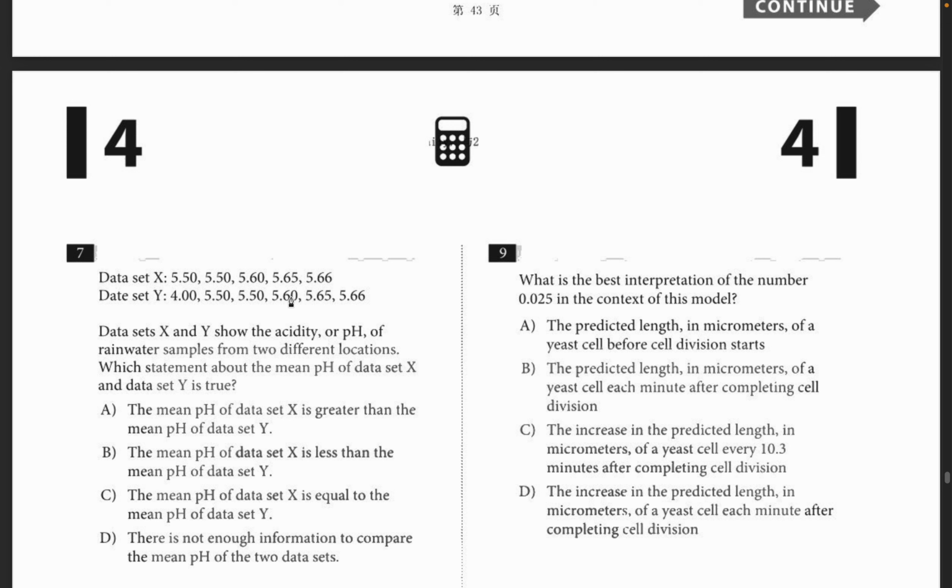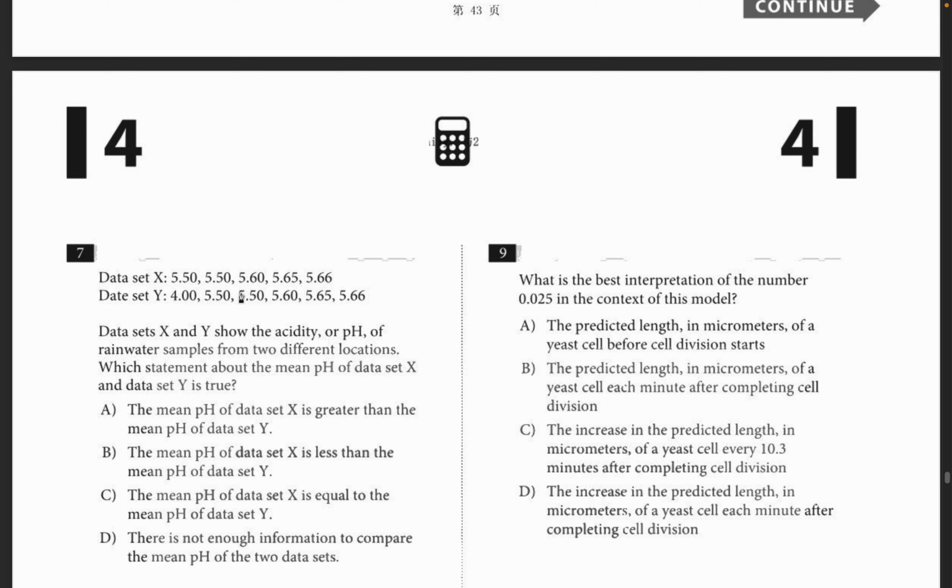Mean. Well, we could calculate. Okay, let's calculate. 5.5 plus 5.5 plus 5.6 plus 5.65 plus 5.66. That's that value. 1, 2, 3, 5 values. So divide that by 5. 5.582.